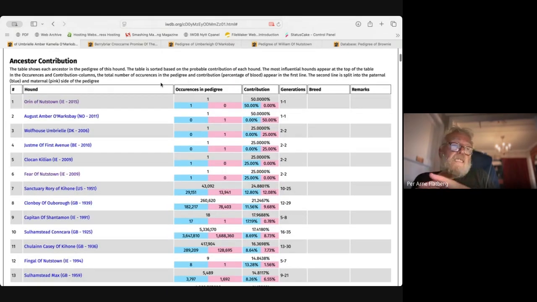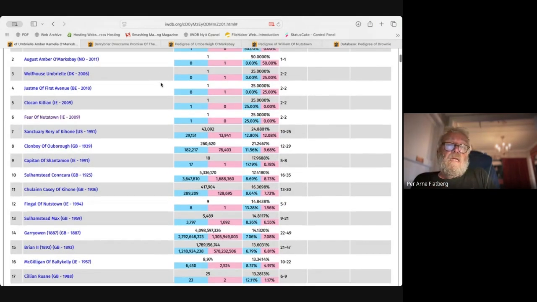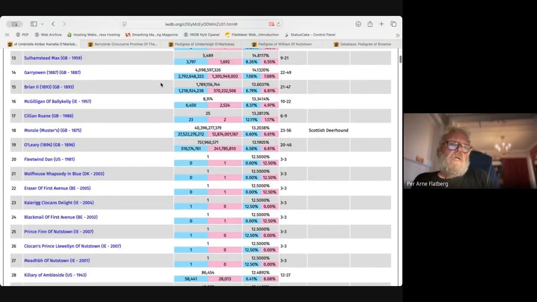And we have this ancestor contribution where we go down and down and down. You have the number here, which is the number in order of contribution. The name of the dog, number 18, is Musters Monsey, born in UK in 1875. He was a Scottish Deerhound. And then the number of times of appearance.